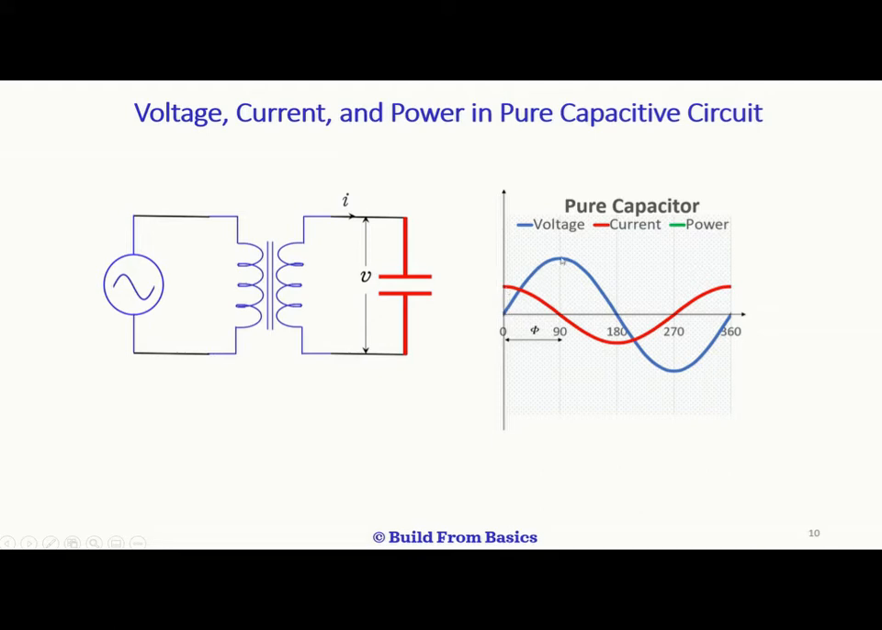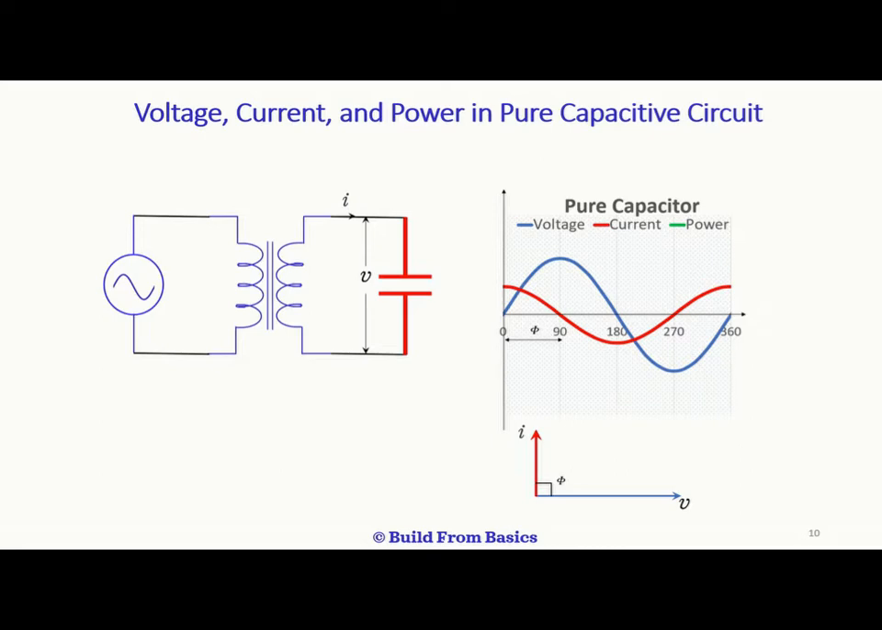So the current waveform is leading the voltage waveform by 90 degrees. That means in a pure capacitor, current leads the voltage by 90 degrees. The reason is, what is a capacitor? It's two conductors separated by a dielectric medium. So when a capacitor is connected across a voltage source, the voltage doesn't build up instantaneously.